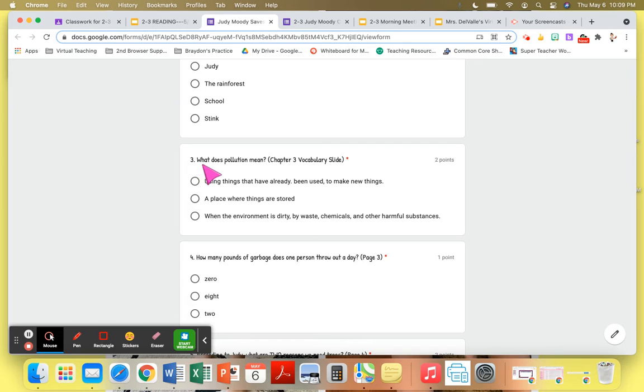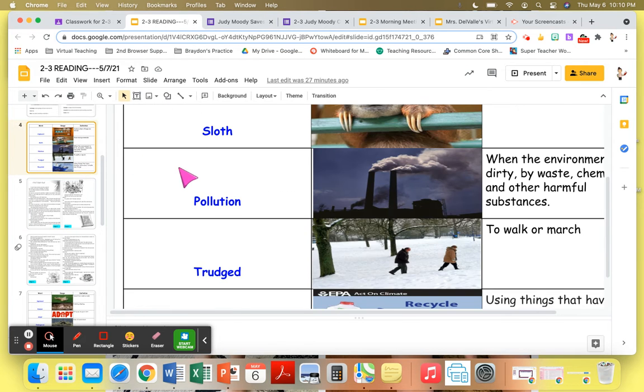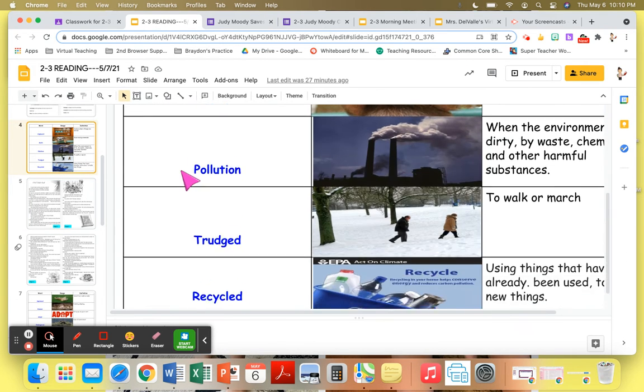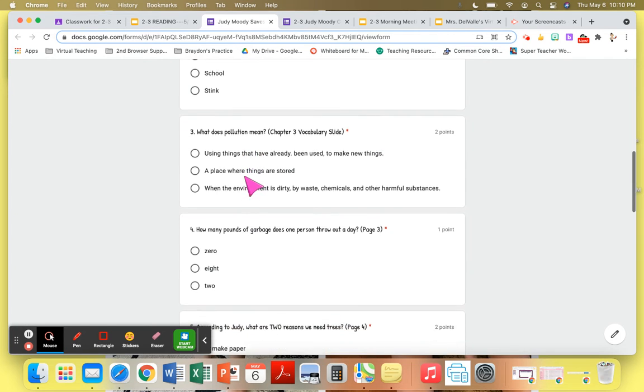Number 3, what does pollution mean? This you need to use your chapter 3 vocabulary slide. This is your vocabulary slide. On this vocabulary slide, you will be able to find what pollution means.